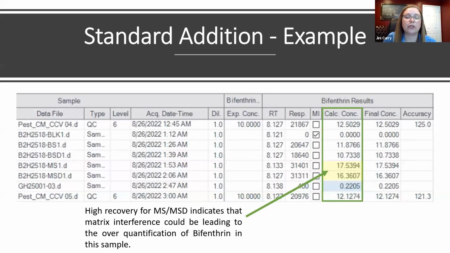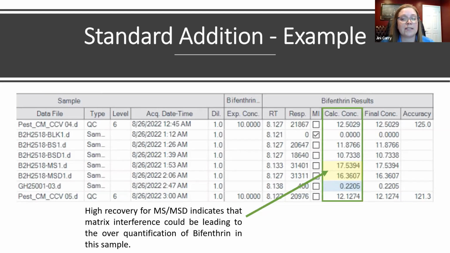And so to show you really quickly an example of that to help you better understand, we have a batch here, and you can see our CCVs were recovering well. We're recovering a little bit high, 125%, and the bottom one, 121%. Again, I would prefer things to recover high than recover low. And then you can see the blank spike and blank spike dupe, so that is going to be a fortified blank matrix. It's going to be the same matrix as our calibration that we've spiked with 10 ppb of bifenthrin, and we can see those are recovering well. We're getting 118% and 107% for that.